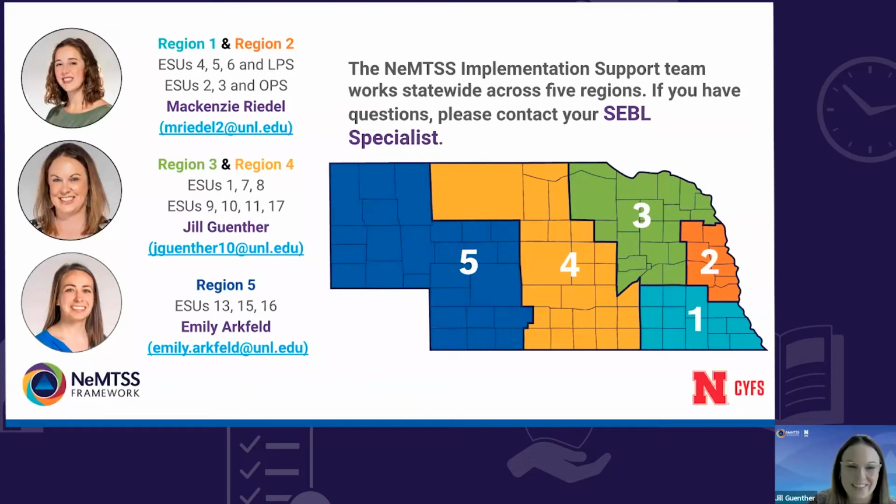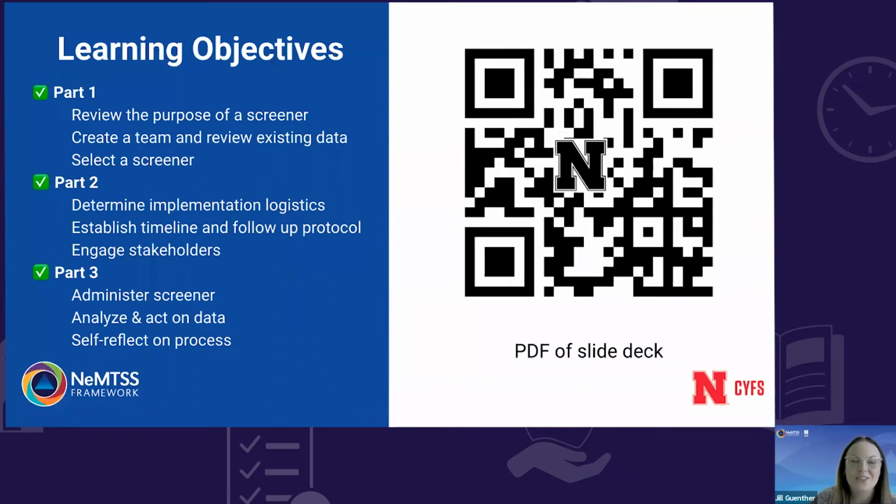Perfect, thank you. All right, so today our learning objectives, we have divided it up into 3 different parts. Feel free as you're watching today to pause after each part and have some reflection, have some discussion if you're watching with your team. Our part 1 is reviewing the purpose of a screener, and then talking about creating a team and reviewing that existing data, and then selecting a screener.